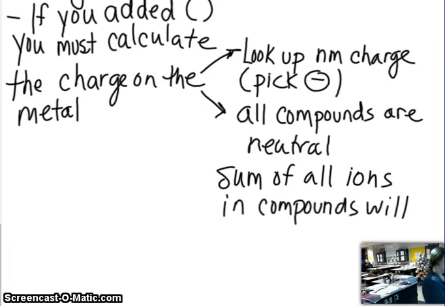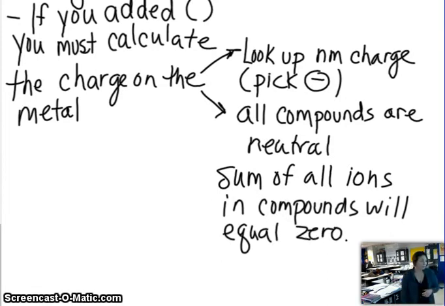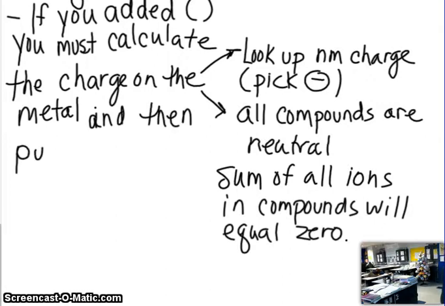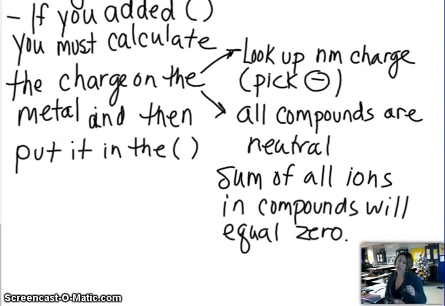And again, I will walk you through a couple of examples of this. So you'll need to calculate the charge on the metal and then put it into those Roman numerals, into those parentheses, sorry. So you'll calculate the charge the metal has in the compound. You'll put it in the parentheses in Roman numerals.